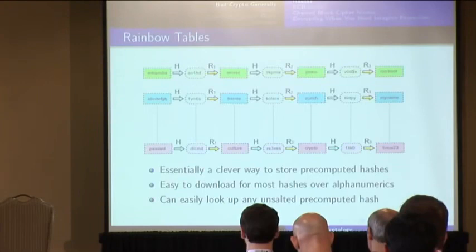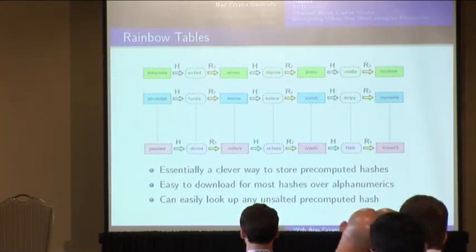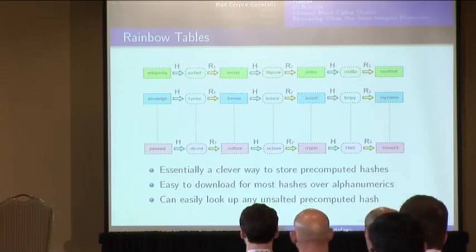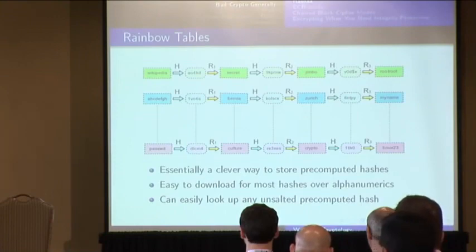So, rainbow tables are kind of interesting in that they're essentially a clever way to store pre-computed hashes. Somebody has to do all the work, and they could just put it in a big file and archive and compress it. But this is actually a little bit more clever in that they use these different functions, the R1, R2, R3 there, to basically transform the output back to the input domain.